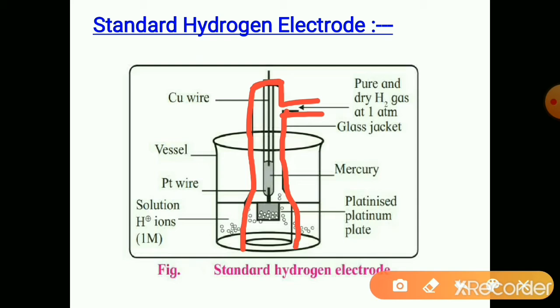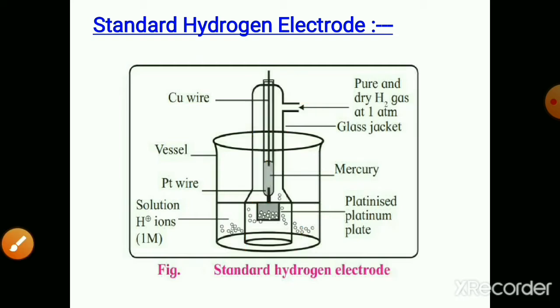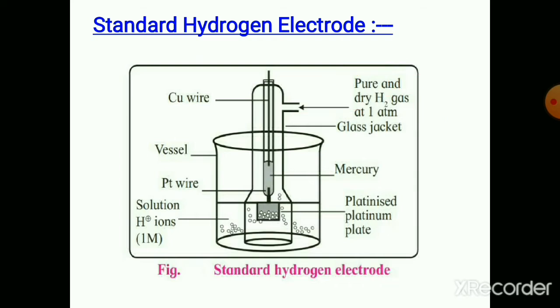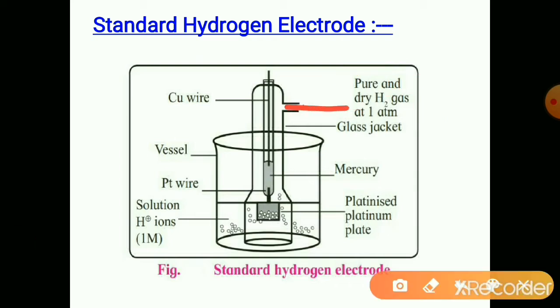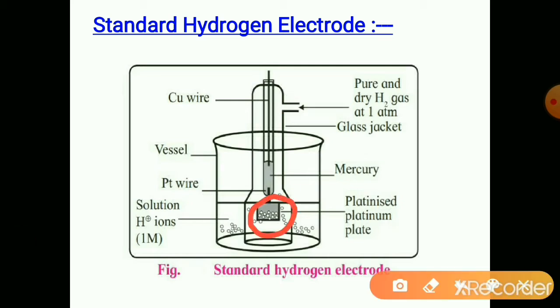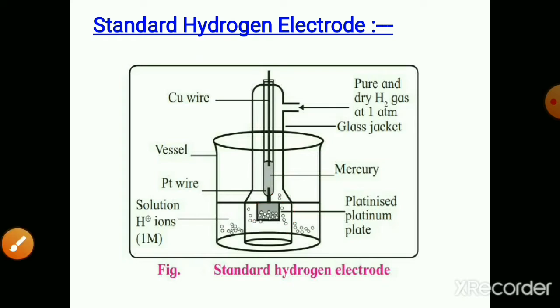This is the jacket. So this glass tube is covered by a glass jacket which has one inlet in it for the hydrogen gas. Through this inlet, pure and dry hydrogen gas at 1 atmospheric pressure is bubbled into the jacket. And the reaction takes place on this platinum plate. The site of the reaction is the platinum plate.